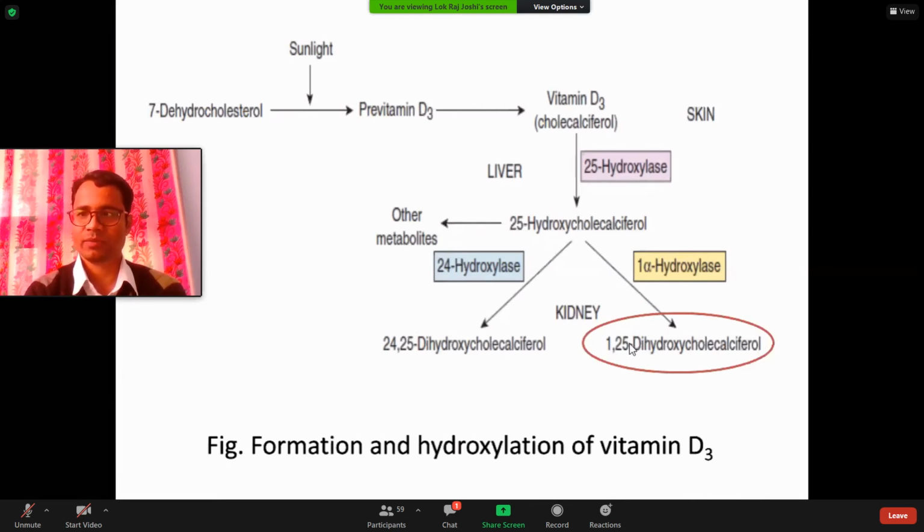When there is excess of vitamin D3, 24-hydroxylation will be favored, and when there is deficiency, 1-alpha hydroxylase is favored. And this reaction occurs in the kidney. Therefore, in case of chronic renal diseases, adequate amounts of active vitamin D3 are not formed. Therefore, there is a likelihood of bone disorders.